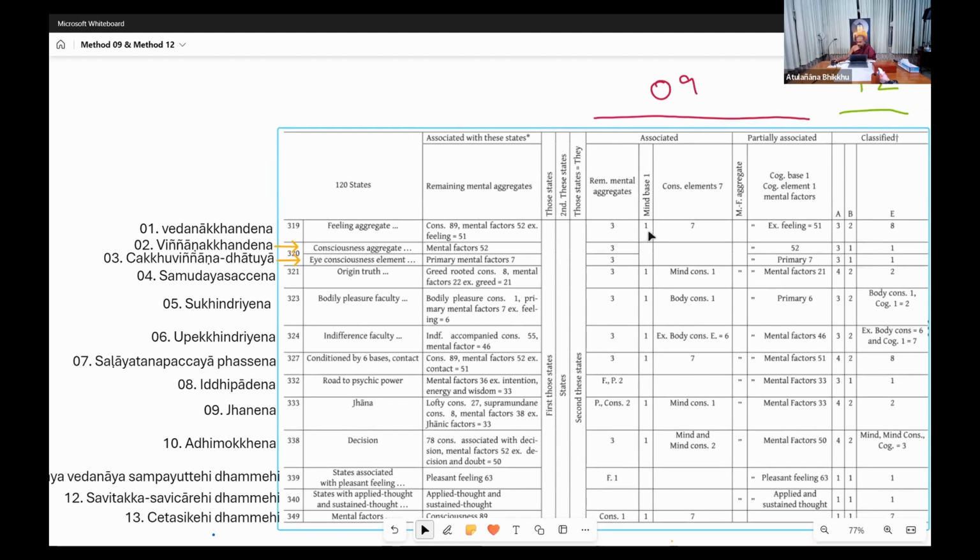And then for the basis, it's the mind base, which is the answer here. And for the elements, the 7 consciousness elements. Right? So 7 consciousness elements. Then the partial association is given, and it is applicable for the 51 mental factors, excluding the feeling mental factor, right?